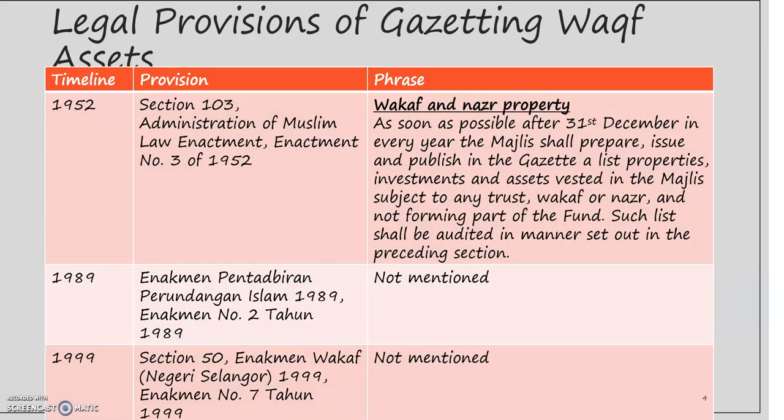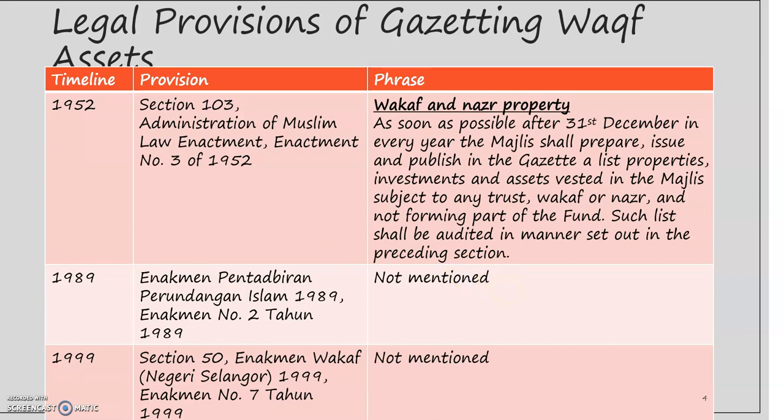And for Waqf, Gazette of Waqf asset is provided, as I mentioned, under section 16 of the Selangor Waqf enactment 2015. In fact, historically, it was provided under section 103 of the Administration of Muslim Law enactment 1952. There is a provision that as soon as after 31st December in every year, the Majlis shall prepare, issue and publish in the Gazette a list of properties, investments and assets vested in the Majlis subject to any trust, Waqf or Nazar and not forming part of the fund. Such list shall be audited in the manner set out in the preceding section.